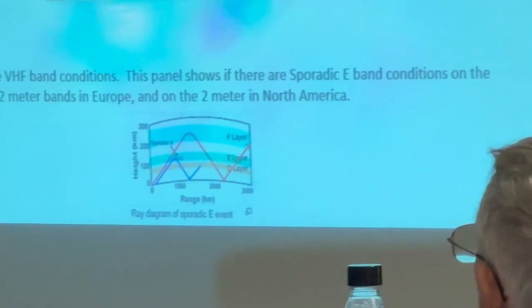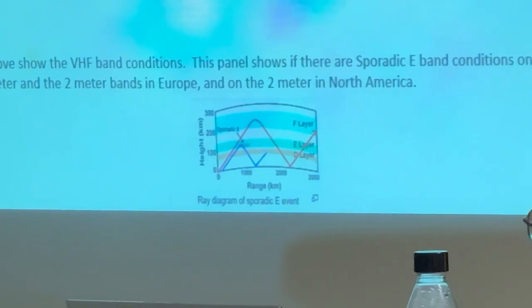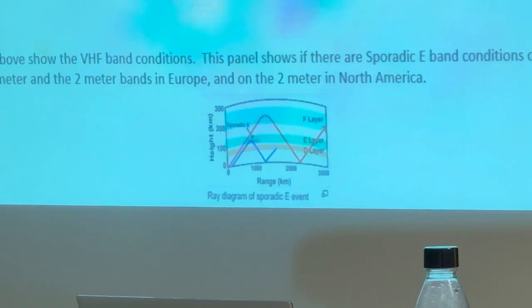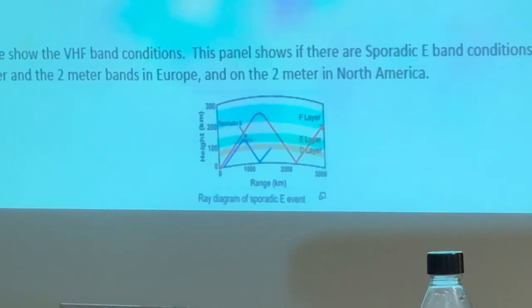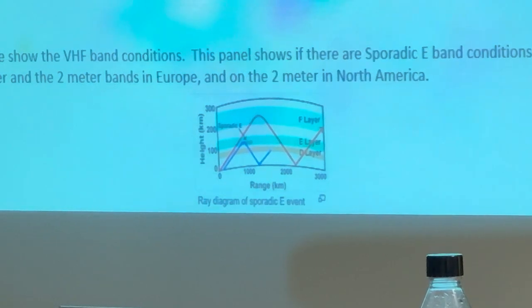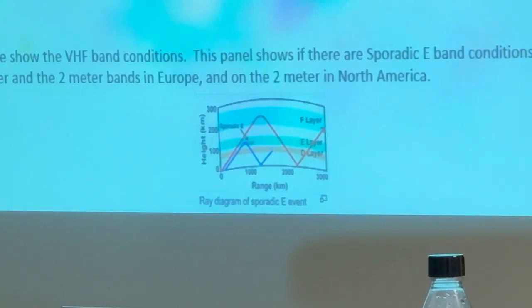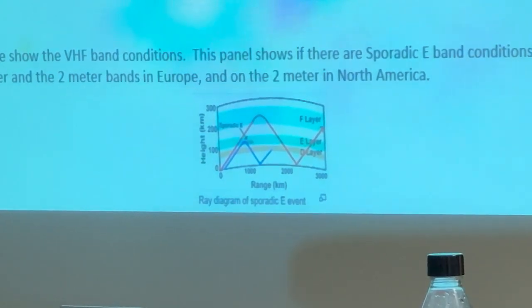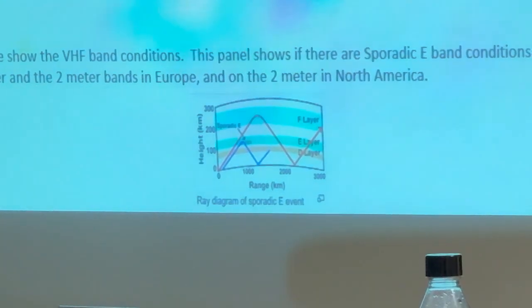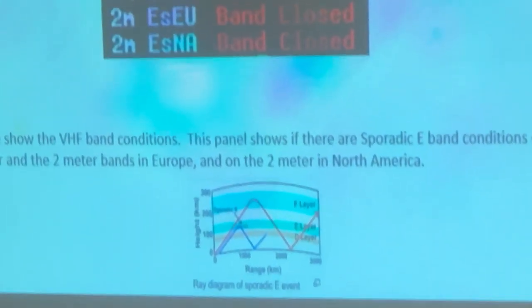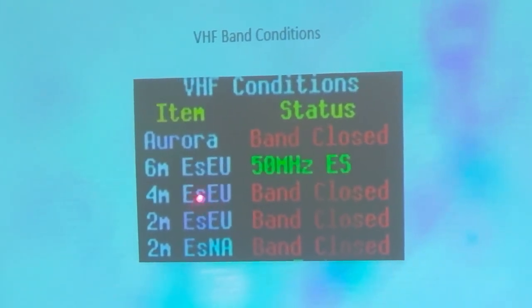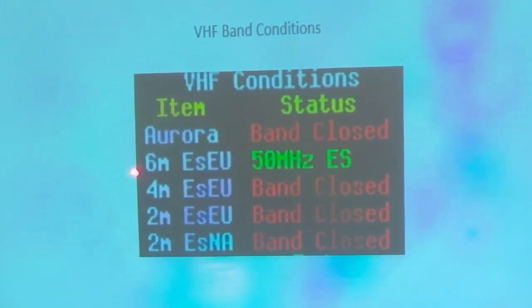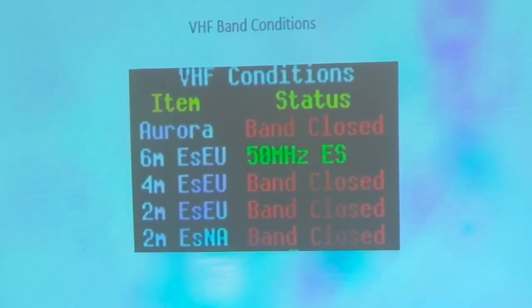Then you have your VHF conditions there, and this is getting back to that sporadic E. Now most of these readings are showing sporadic E in places in Europe there. You have 6 meters, 4 meters, which is the 70 megahertz band, which we don't have in the United States, and 2 meters.